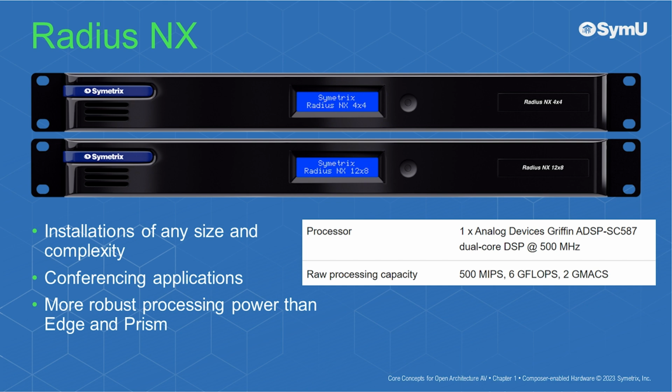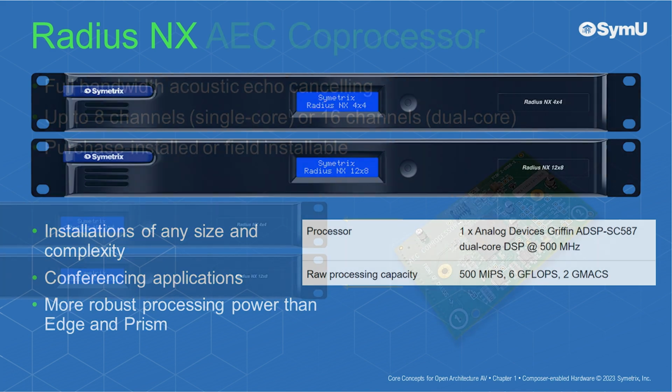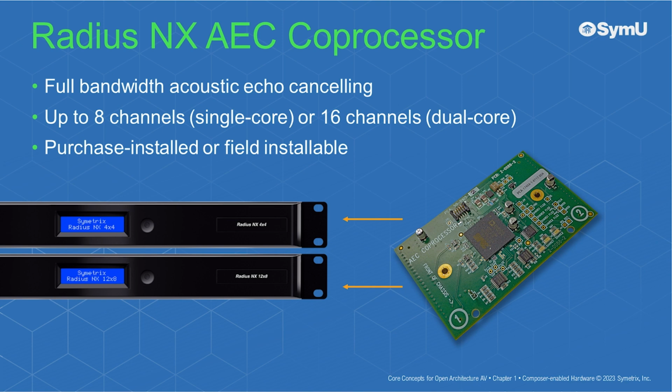The real power of the Radius NX series is in its configurability for conferencing applications as well as its more robust processing capability in contrast to Prism and Edge DSPs. The AEC coprocessor module for Radius NX provides up to 8 single-core or 16 dual-core channels of full bandwidth acoustic echo canceling. The card can be ordered at the same time as the DSP or afterward and is field installable.